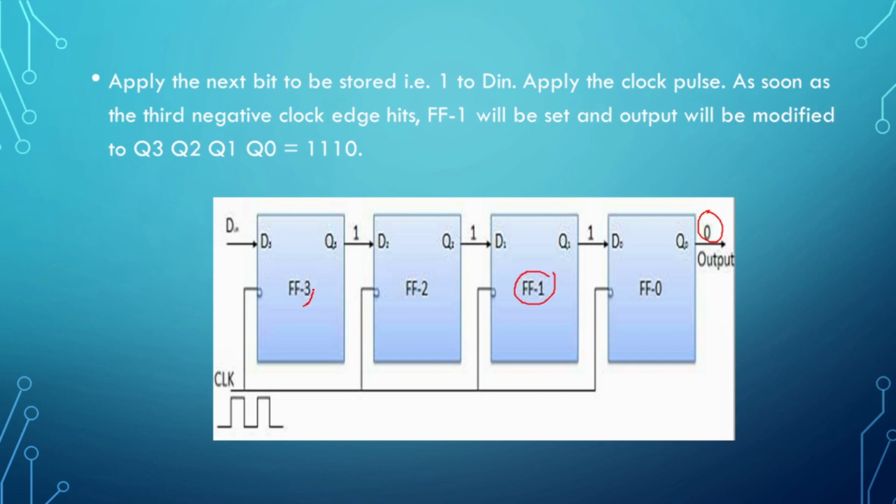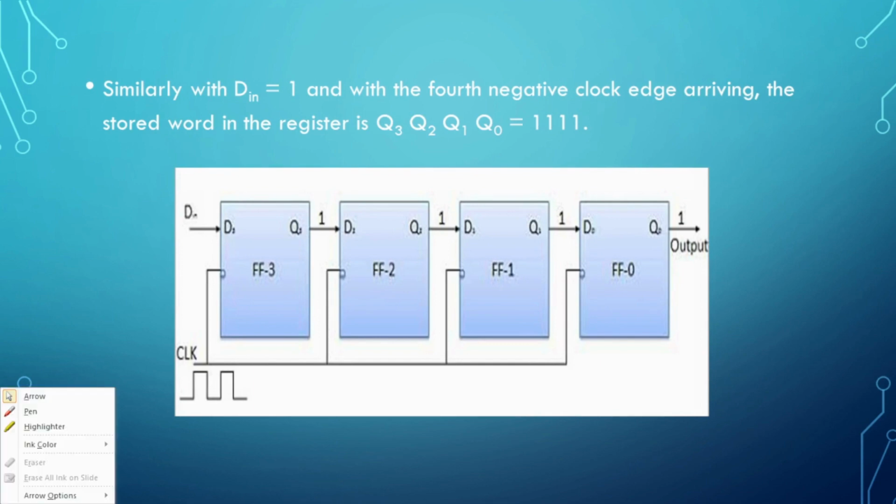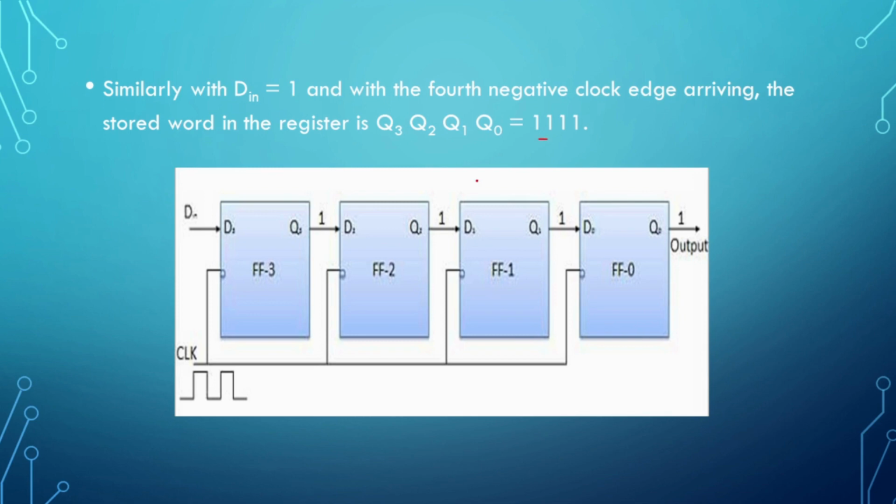In our first operation, we set flip-flop 3 in set condition. Afterwards, flip-flop 2 in set condition. Now flip-flop 1 will be in set condition, and the output will be 1110. And finally, flip-flop 0 is in set condition, and the final output will be 1111. At the fourth negative clock edge arriving, the stored data in the register is 1111. At this time, flip-flop 0 will be in the set condition.